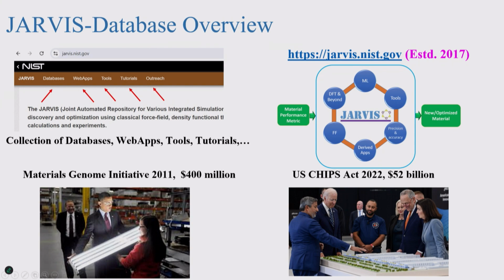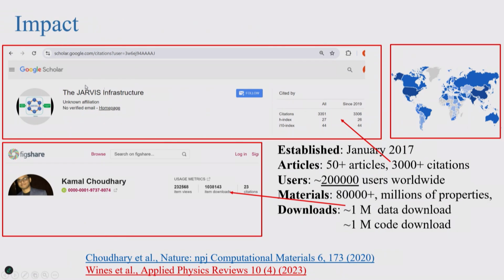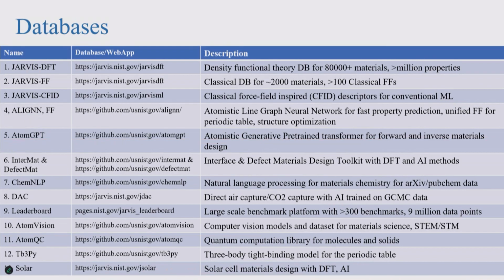I think we talked about this before, but yes, we're going to use the JARVIS database. Just to let you know, we have around 200,000 users, so hopefully you'll add 50 more users from this group. Almost every country is using it right now, especially the US, China, and India, and it's been downloaded more than 1 million times. There are different types of databases for density functional theory, force fields, natural language processing, direct air capture. There are many, many flavors to this. You don't have to know all of that, but I'm taking this opportunity to advertise my database, that's all.